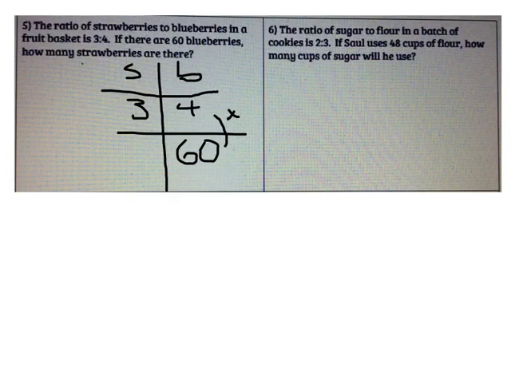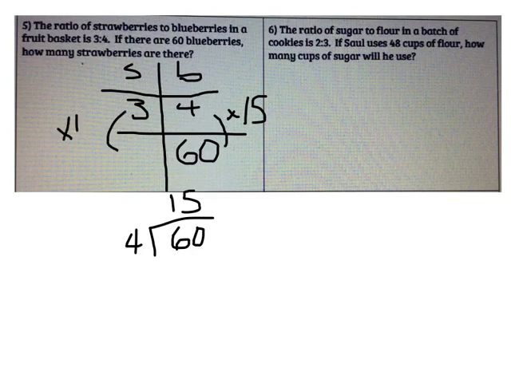4 times what is 60? Divide 60 divided by 4 if you need help figuring it out. 60 divided by 4 is 15. 4 times 15 is 60. So now I can multiply 3 times 15 to find the value of strawberries. What's 3 times 15? It's 45. If there are 60 blueberries, there are 45 strawberries.